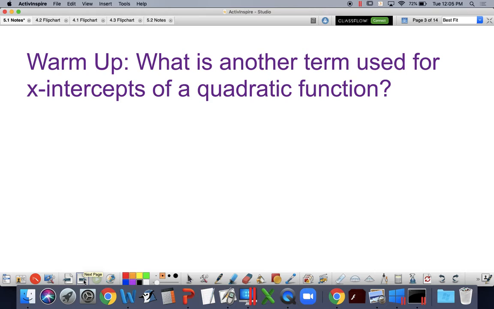As a warm-up, I don't think you guys have anything in there, right? Because when I printed these, I wasn't sure. Go ahead and write this down as our warm-up question. What is another term used for x-intercepts of a quadratic function?